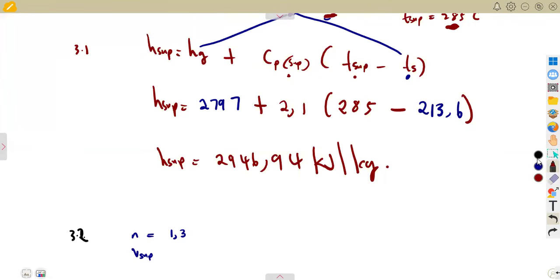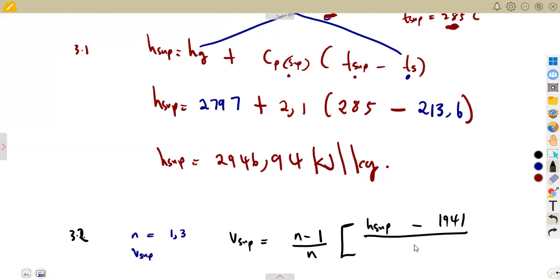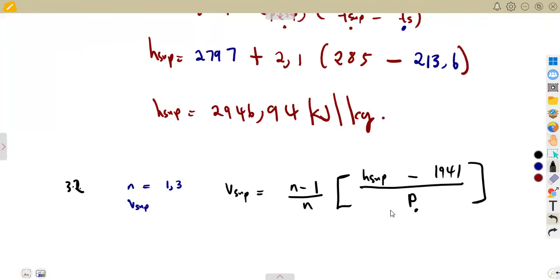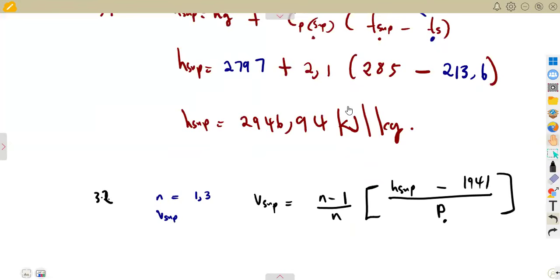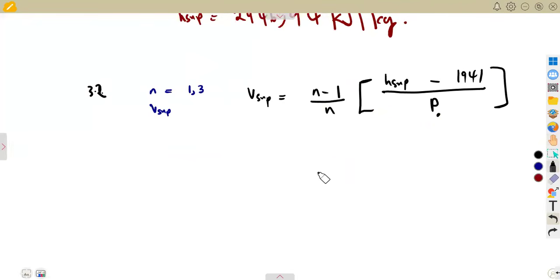The formula is stating that to find v sup, it is going to be n minus 1 over n into h sup minus 1941, everything over the pressure. So this is our index of expansion. Then the pressure is the boiler pressure, at the superheater, at the condition that we had here. What was our pressure? 2050, when it is the superheated steam. So everything is there, and we're just going to calculate this.